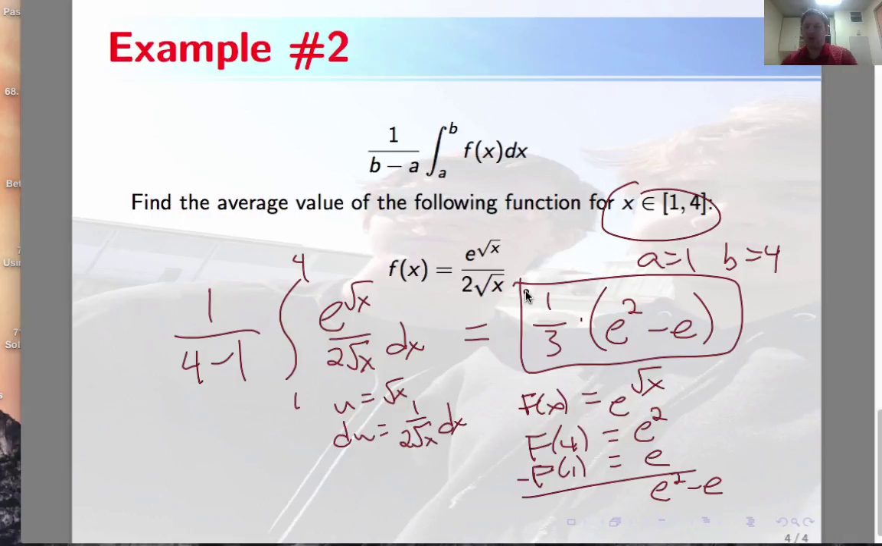Okay? All right. Why are we doing this? We'll see in class, but this is kind of a cool thing to calculate. On average, on the interval from 1 to 4, this function takes on a y value of 1/3 times e squared minus e. That might have some useful implications for us.